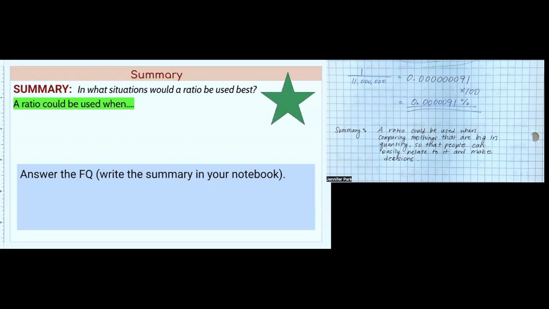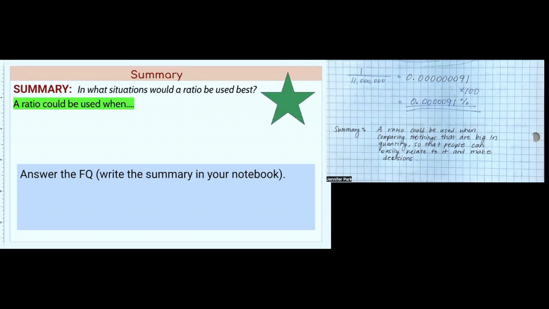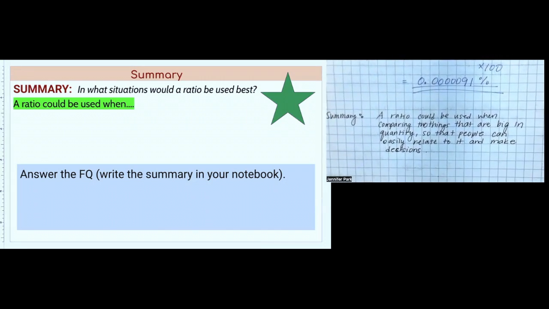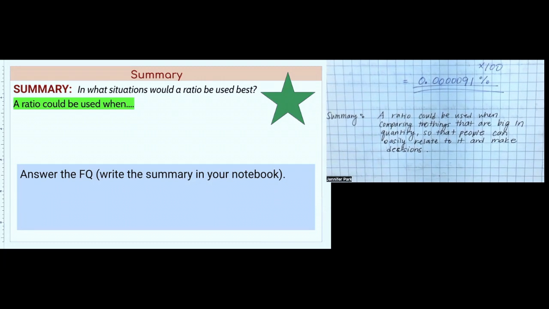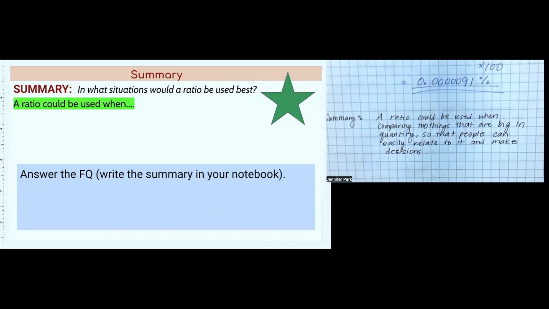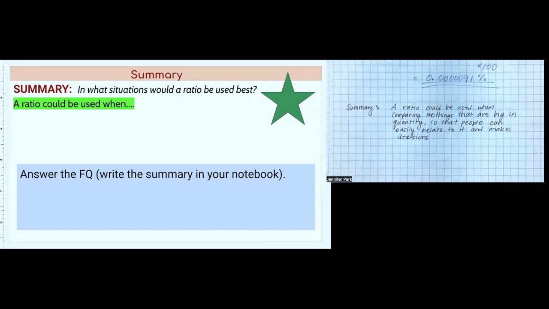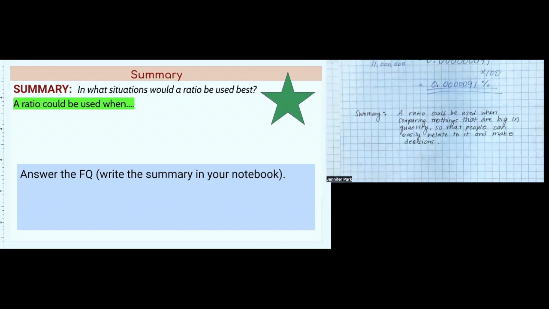All right, so for this lesson only, I'm going to share my summary with you to see if we have any similar response. So I said a ratio could be used when comparing two things that are big in quantity so that people can easily relate to it and make decisions. That's my summary. All right, so once you have finished the summary, now we're going to start the second part of our lesson.